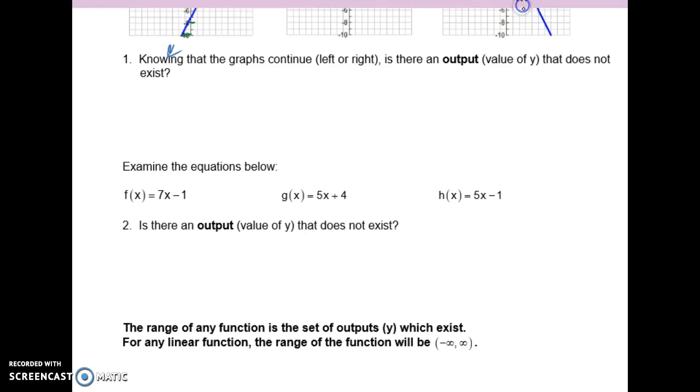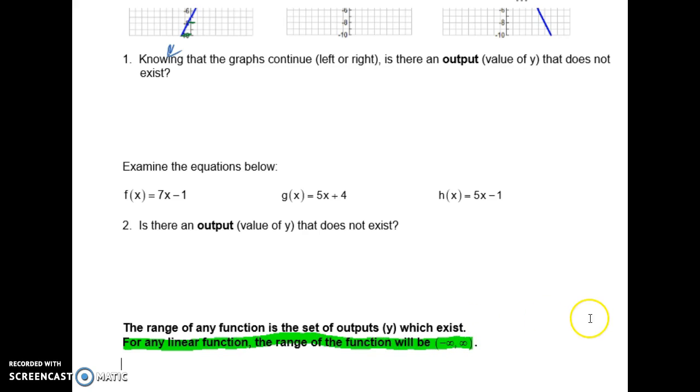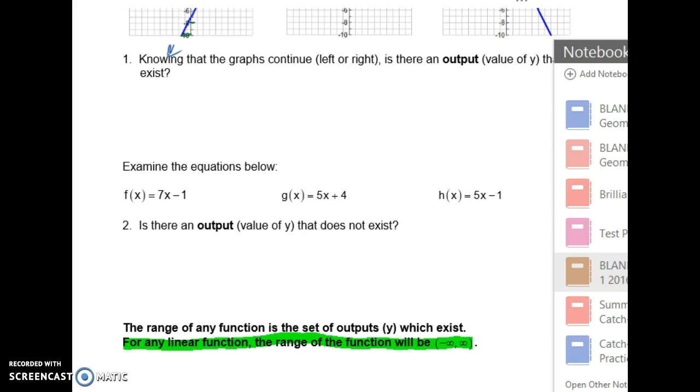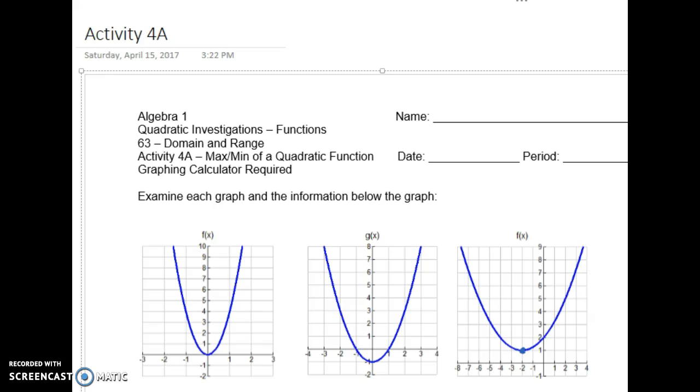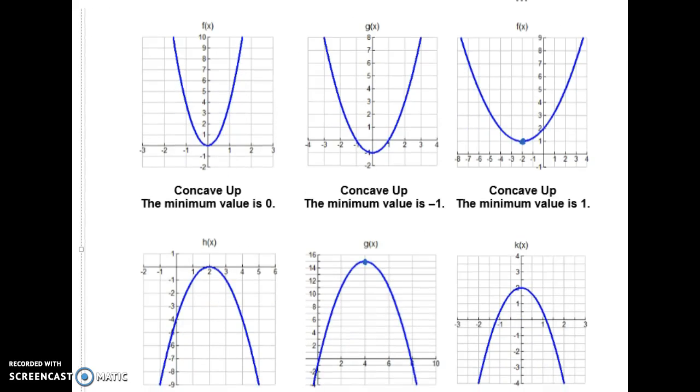So for a linear function, this only works for linear. The range is negative infinity to infinity, only for linear. For quadratics, it doesn't quite work so easily. What we first have to do is figure out the max and the min of the function, and then from there we can extend that out to range.